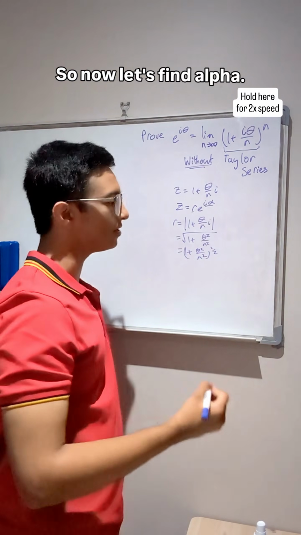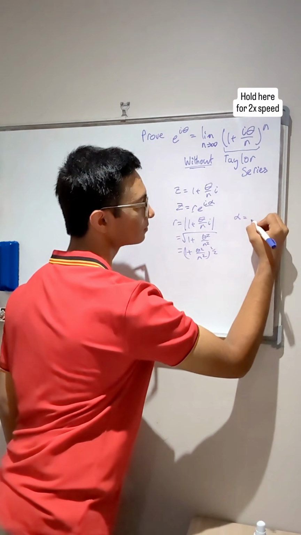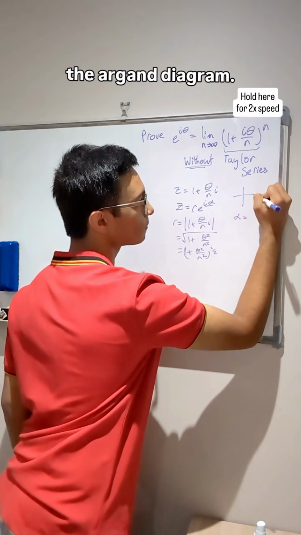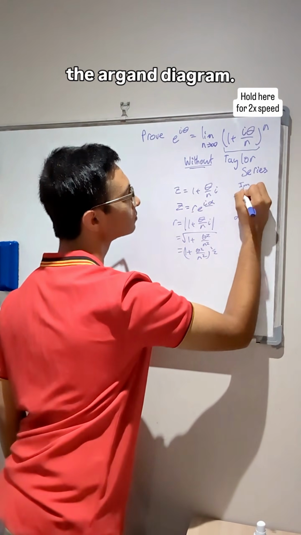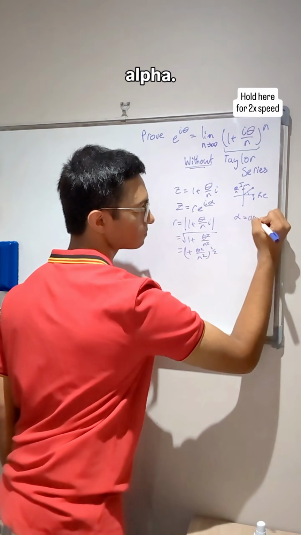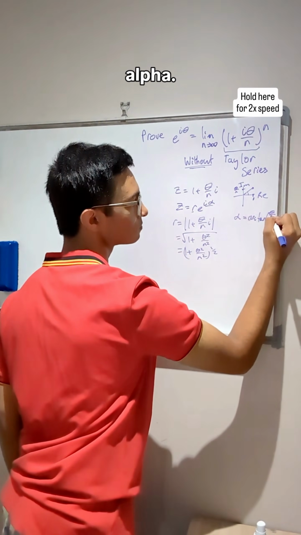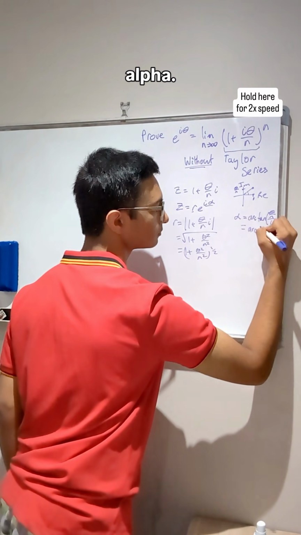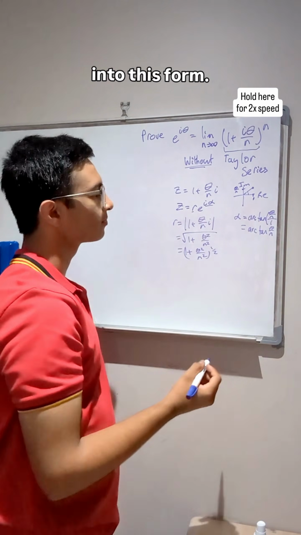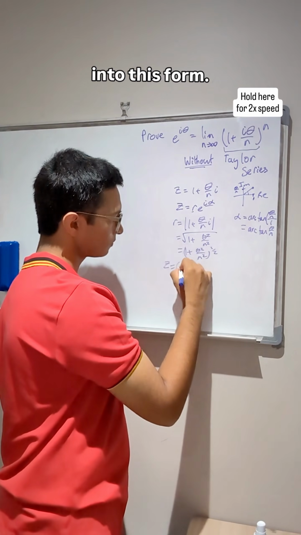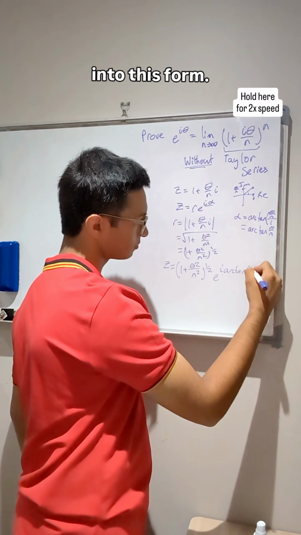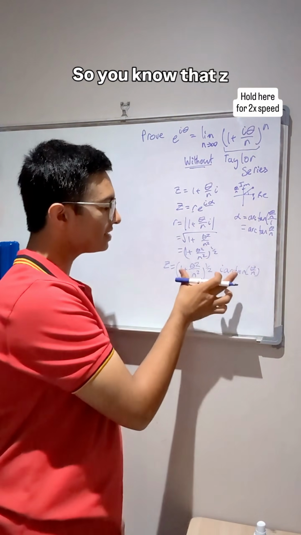So now let's find alpha. So let's draw this in the Argand diagram. So now we know that this is going to be alpha. And now let's squish it into this form. So you know that z is this.